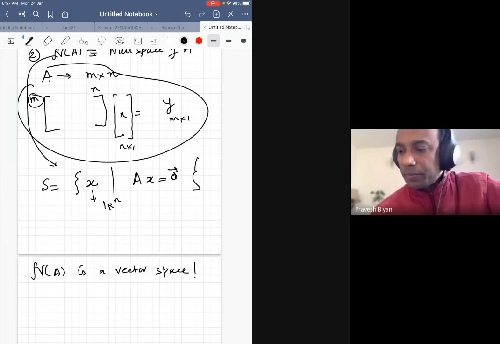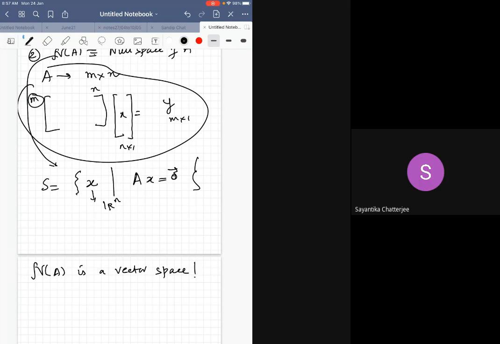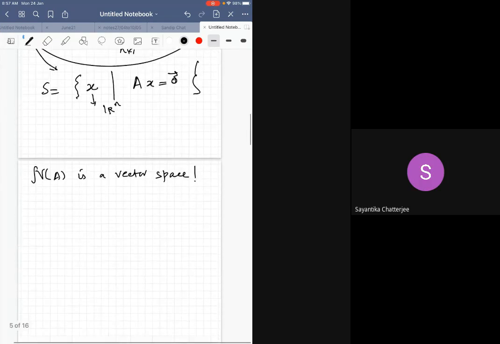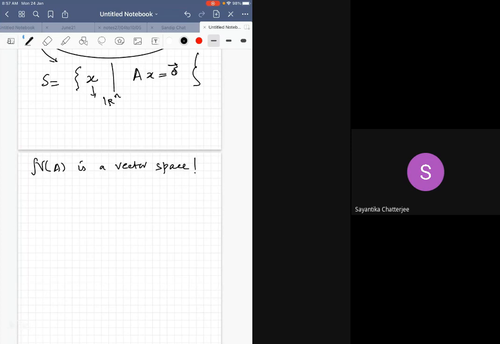Yes, Shantika? Yes, sir. Say u belongs to the null space, so A into u also equals 0, and v is another vector belonging to it, so A into v also equals 0. So we can sum these: A into u plus A into v equals 0. And if I multiply by some scalar, that is also 0. So we can say that the null space is a vector space because it satisfies both the addition and multiplication property.